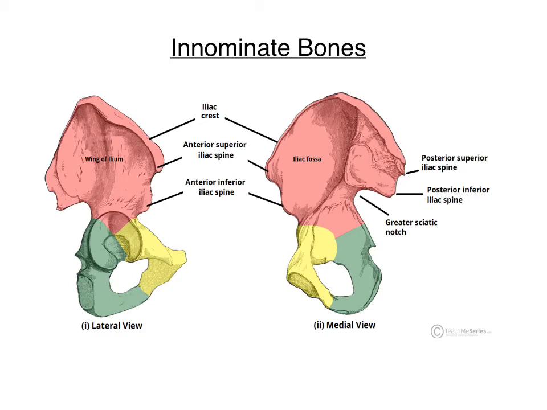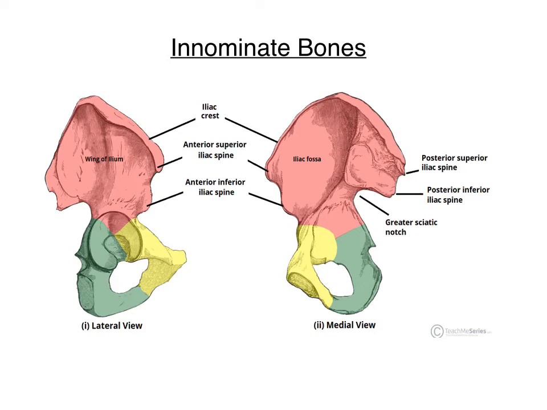And the last one is the pubic bone. The pubic bone forms the anterior part of the pelvic bone. It has a body and two oar-like projections, one is the superior ramus and the other is the inferior ramus. The two pubic bones meet at the symphysis pubis, and the two inferior rami form the pubic arch.